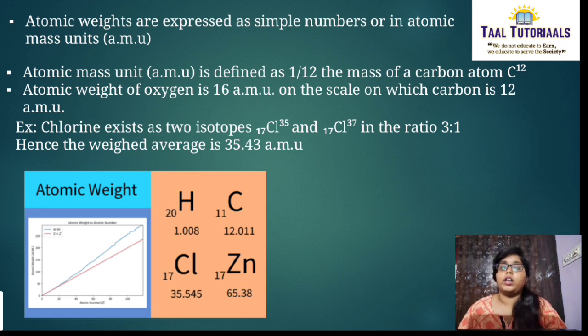Now if you take chlorine, it exists as two isotopes. So you can see, that is Cl-35 and Cl-37, in the ratio what? 3:1. Hence, if you take the average of those two and take the weight, the average is what? 35.43 AMU. Okay, this is how you calculate.